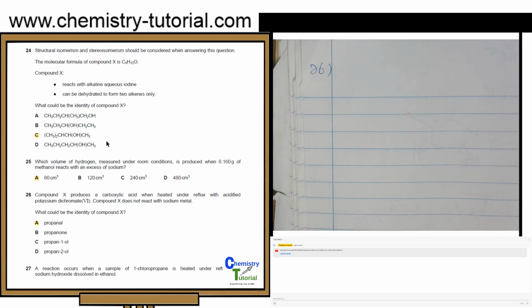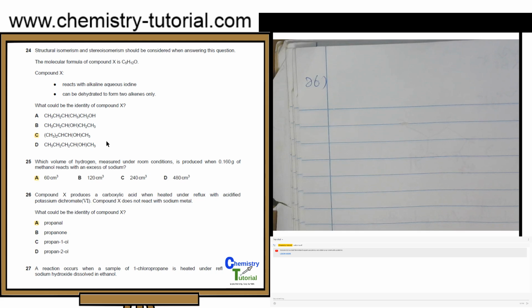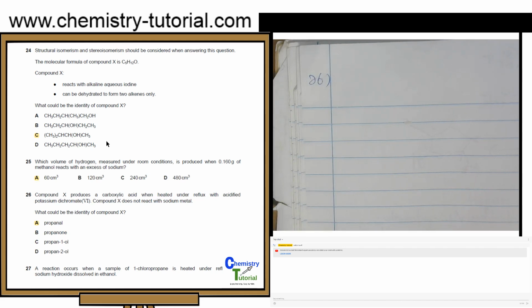A secondary alcohol can only be oxidized to a ketone. So the answer could only be either A or C, because propan-1-ol will get oxidized to an aldehyde, propanal, which can be further oxidized to a carboxylic acid. However, the next statement tells us that compound X does not react with sodium metal. Our alcohol can react with sodium metal, as you saw in question 25. This is a redox reaction.